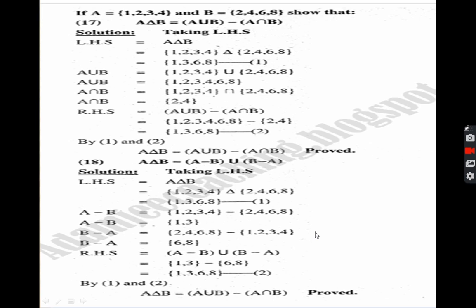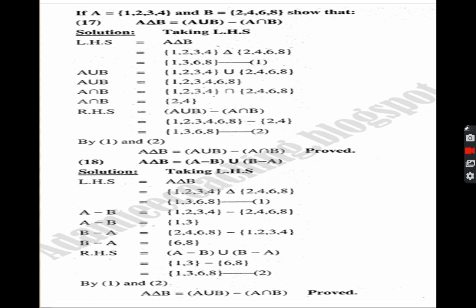The answer of A symmetrical difference B is 1, 3, 6, 8, and the value of A minus B. We will first put the value of A, 1, 2, 3, 4. After that, I will put the value of B, 2, 4, 6, 8. The answer is 1 and 3. After that, now we focus on another term, B minus A. We will first put the value of B. After that, I will put the value of A. So the answer is 6 and 8.